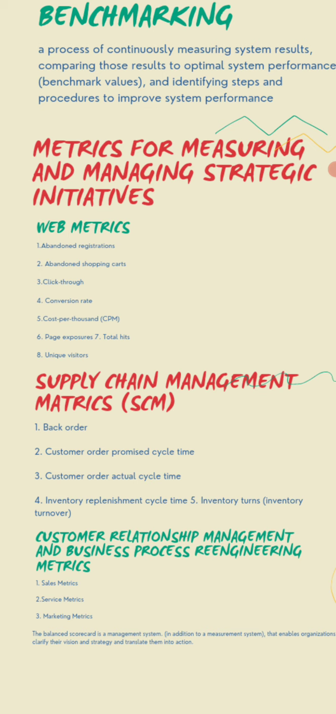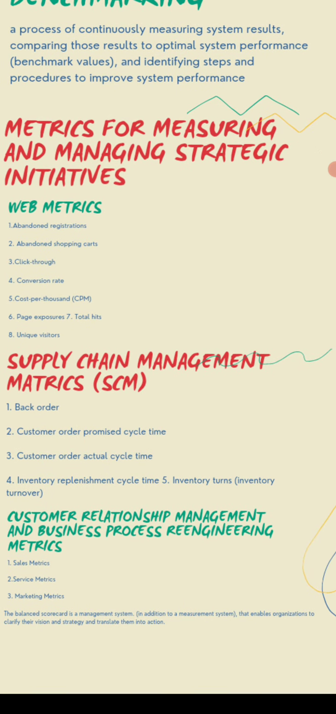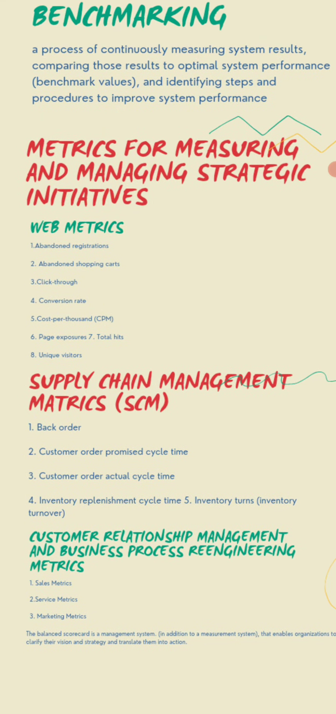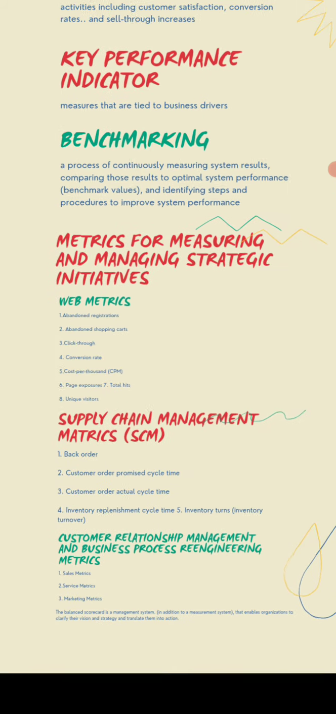So the first for customer relationship management is sales metrics, service metrics, and marketing metrics. For the business process engineering metrics, the balanced scorecard is a management system in addition to a measurement system that enables organizations to clarify their vision and strategy and translate them into action.